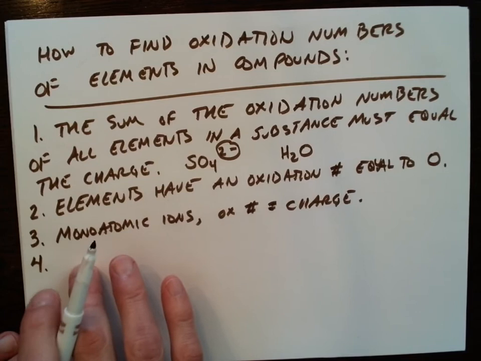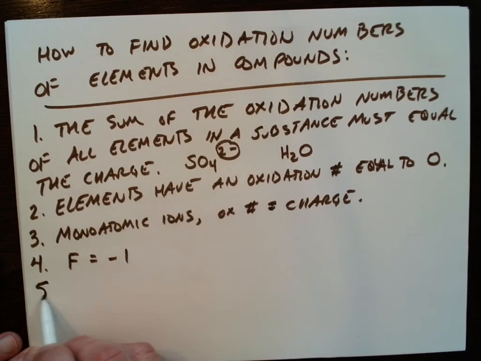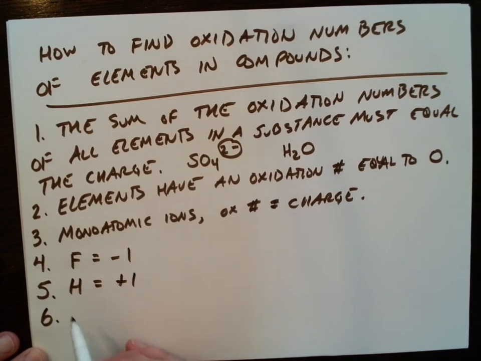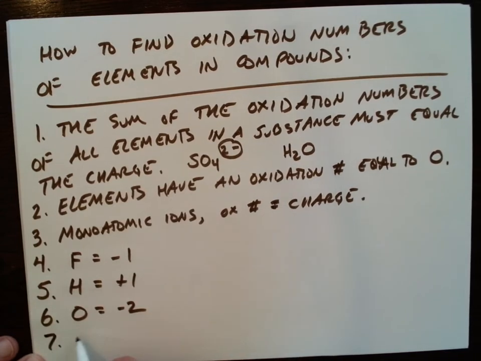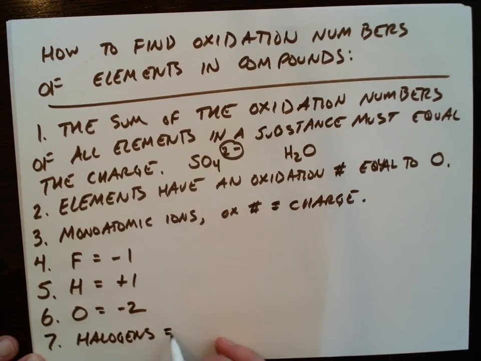often followed for fluorine. So fluorine gets an oxidation number of -1. Rule 5, or I should say suggestion 5, hydrogen gets an oxidation number of +1. Rule 6, oxygen gets an oxidation number -2. And suggestion 7, halogens get an oxidation number of -1.